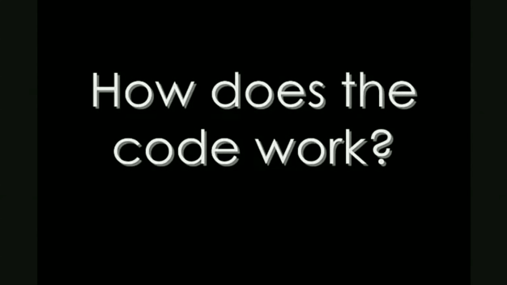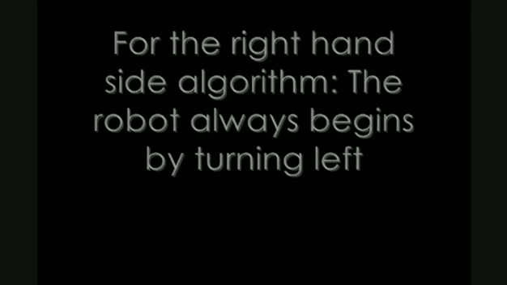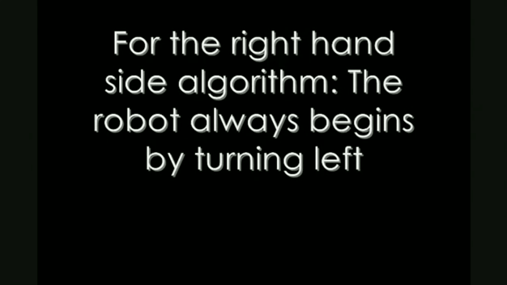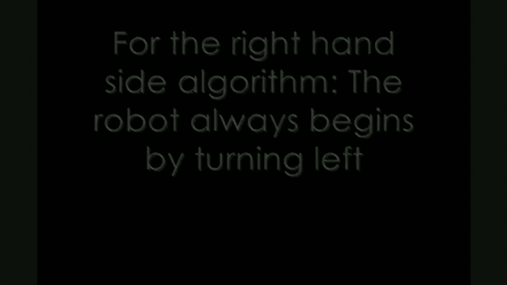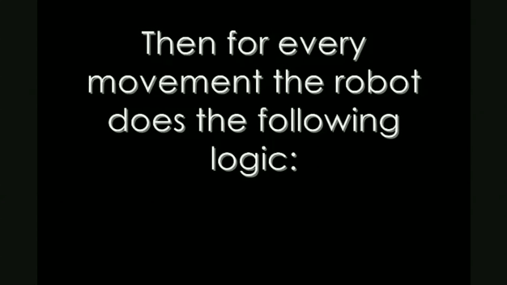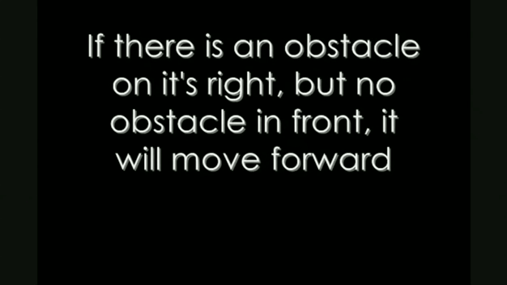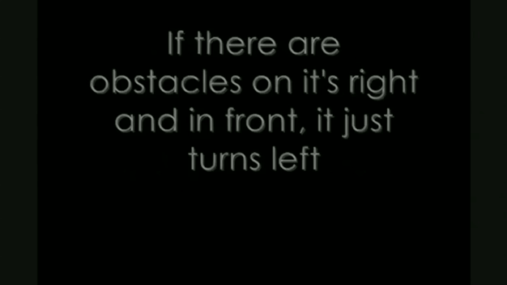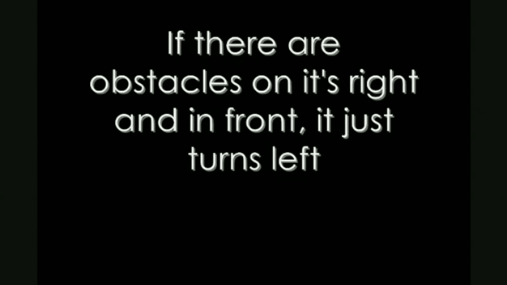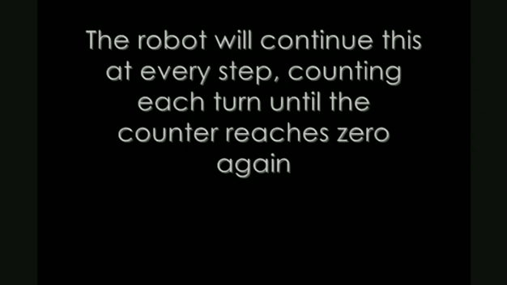I'll briefly go over how the code works for the pledge algorithm. For the right-hand side algorithm, the robot always begins by turning left. For every movement, the robot will check the front, left, and right obstacle sensors and perform the following logic. If there's no obstacle on its right, it'll move in that direction. If there is an obstacle on its right, but no obstacle in front, it'll move forward one block. If there are obstacles on its right and in front, it'll turn left. The robot will continue this logic at every step, counting each turn until the counter reaches 0 again.